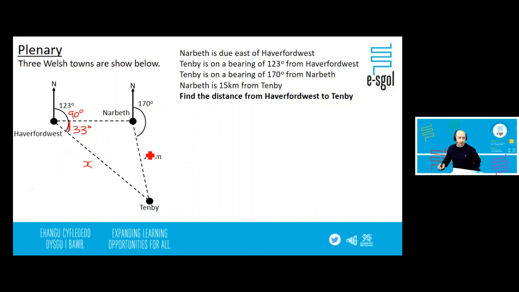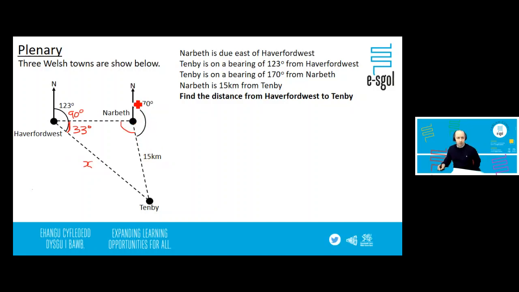Now, what else do I need? That 33 is quite useful to me because I've got the opposite side. But I want to find this side X, so I need this angle really, where I'm indicating here. So I'll draw it in. This is the angle I really need to help me solve the question. Now, I know this is 170. That bearing is 170. That's given to me.